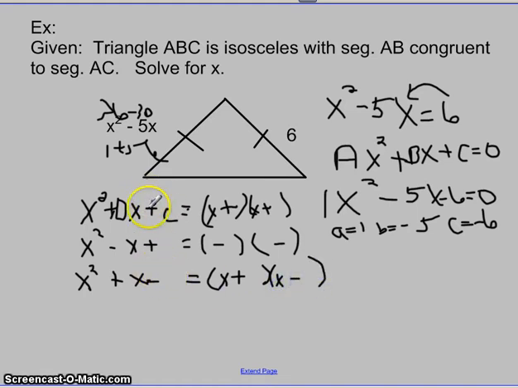When this is a plus, the signs are going to be the same. So notice it's a plus and this is a plus, they're both positive. This is a plus and this is a minus, they're both negative. But when this one is a negative or a minus, then the signs are going to be different. So hopefully you can remember that.